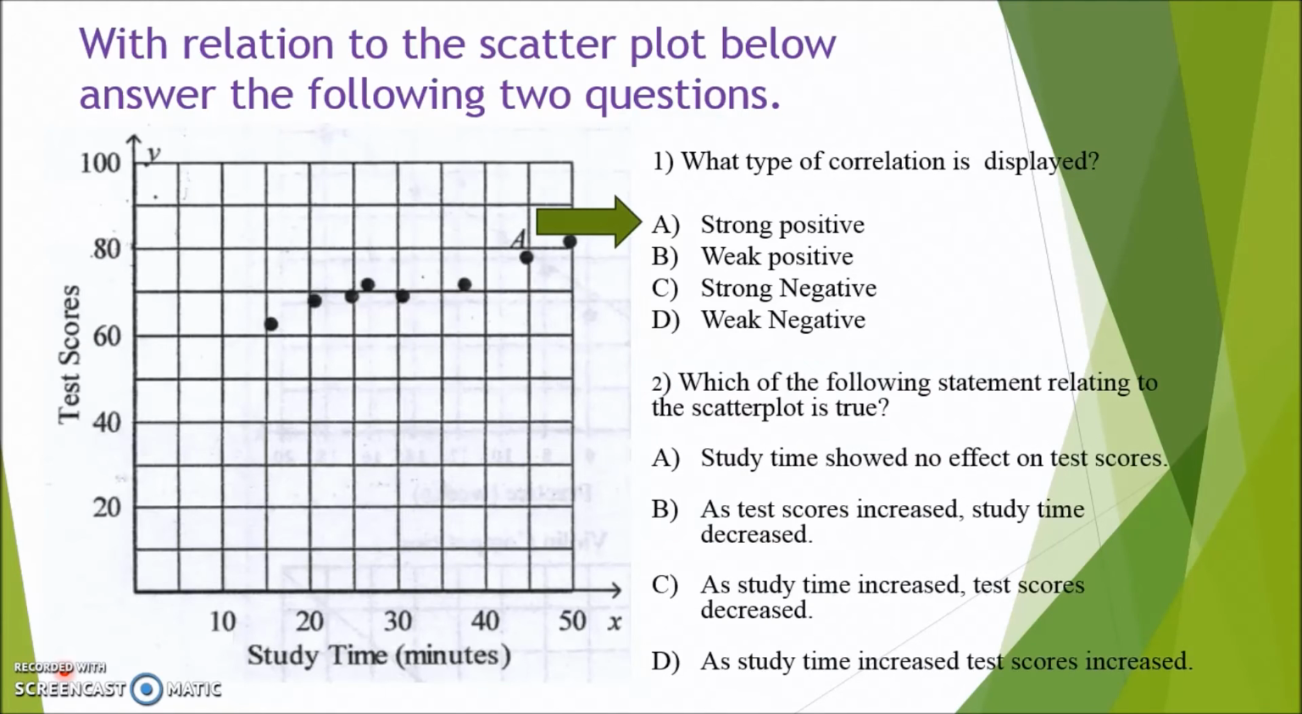Once you got through with question 1, question 2 should be a piece of cake. So, which statement relating to scatterplot is true? Read them through carefully. As you can see, as study time increases, test score also increases. So that's the answer, and there you go.